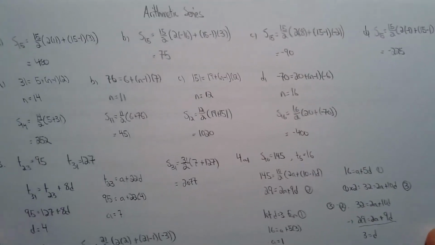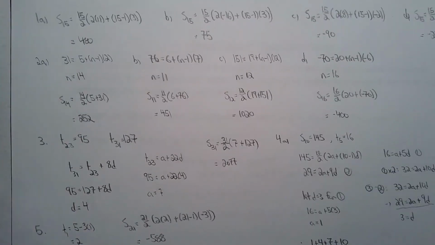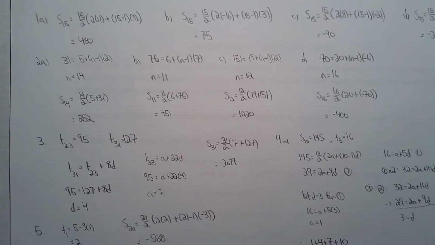Alright, so for the second question, determine the sum of each arithmetic series. This time, I don't know the term number, but I do know the value of the last term of the arithmetic series. So I solve for the number of terms that make up the arithmetic series, and then I can find the sum. But because I know the last term, I can use a shorter version of the arithmetic series formula.